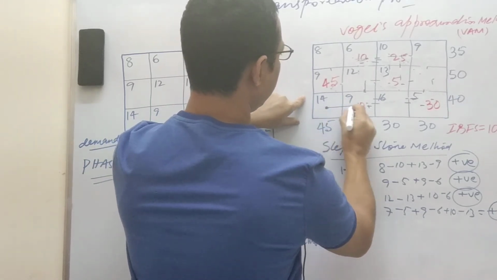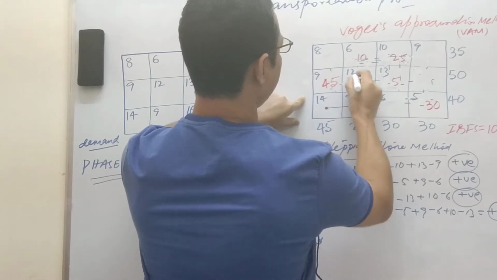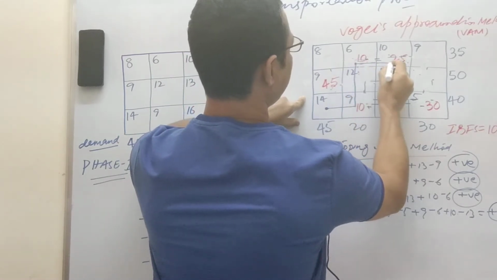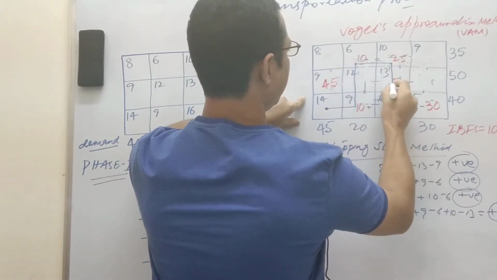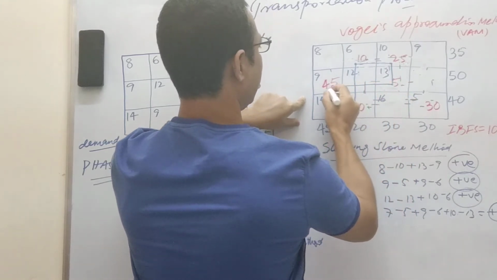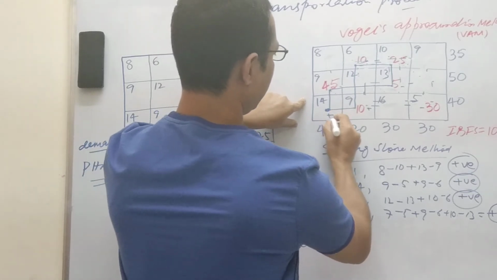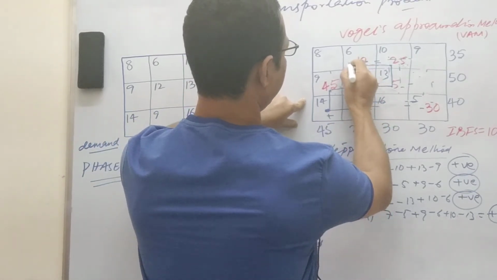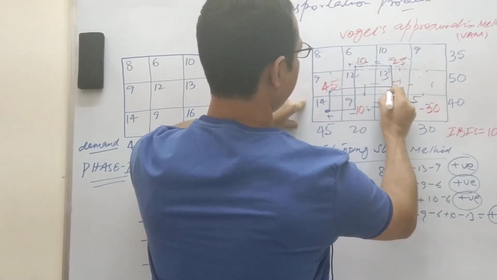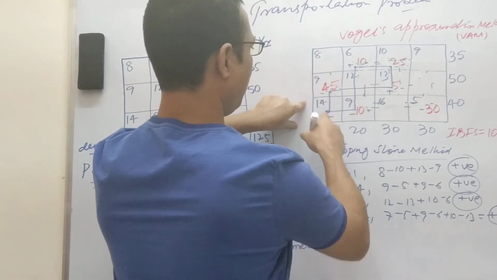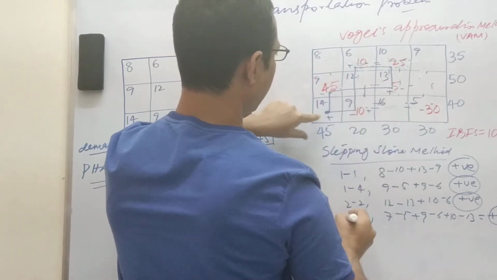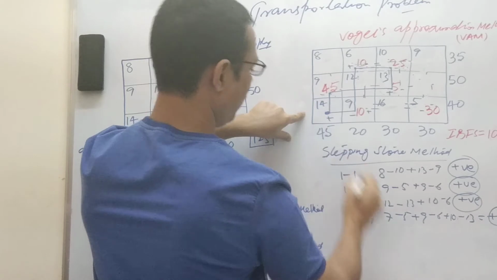From this cell to this cell, this cell to this cell, this cell to this cell, then again this cell, then again this cell. Now it is going to form a closed loop. So plus, minus, plus, minus, plus, minus, 1, 2, 3, 4, 5, 6. So you start from here, third row, first column.